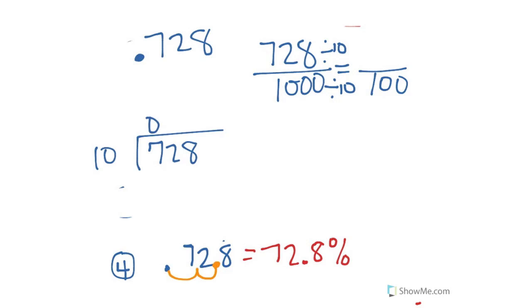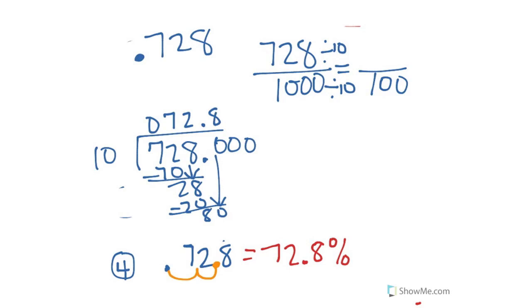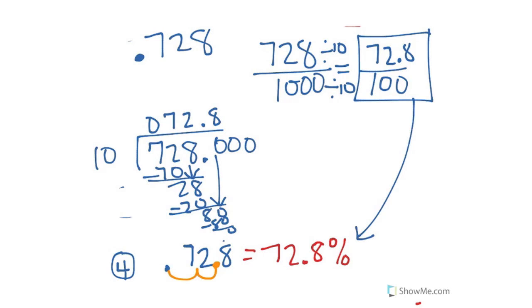10 can go into 72, 7 times. 10 can go into 28, 2 times. Decimal, put all the zeros that you'd like. 10 can go into 80, 8 times. Alright, so my answer is 72 and 8/10. Remember, guys, a percent is out of 100, and that's how I got this answer, 72.8%. Super easy.